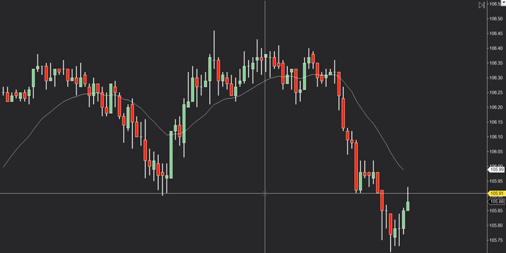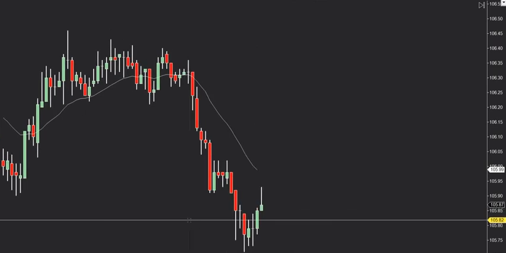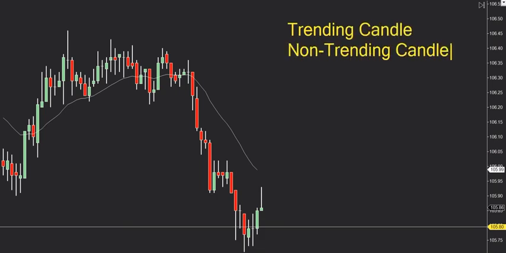And they can actually tell you a huge amount of information just looking at the candlesticks. So taking a look at the candlesticks, there's a couple different ways you can look at them. Yes, you can use patterns like dojis and haramis and all these different candlestick patterns, but in reality, if you break it down, it really comes down to looking at candlesticks in basically two different ways. You either have a trending candle or a non-trending candle. And that's really all you have.